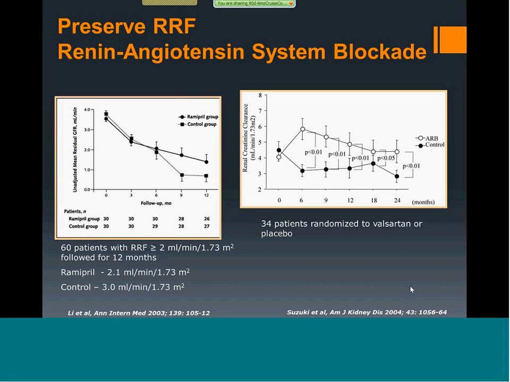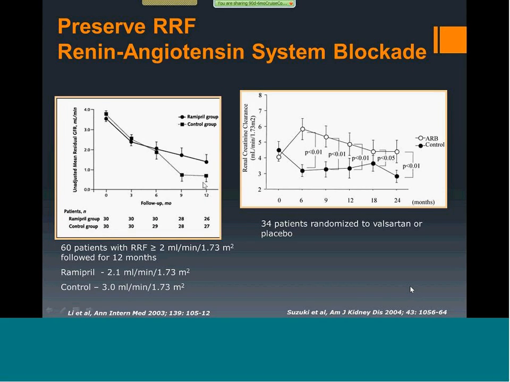And to do that, there are 2 clinical trials that show that if you use inhibitors of the renin-angiotensin system, you keep the kidneys working for longer. There's a clinical trial out of Hong Kong in which patients treated with PD that had residual renal function of more than 2 ml per minute, which is residual GFR of more than 20 liters per week, were randomized to ramipril or control.